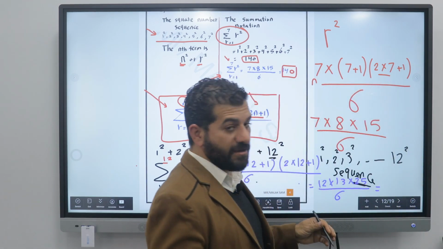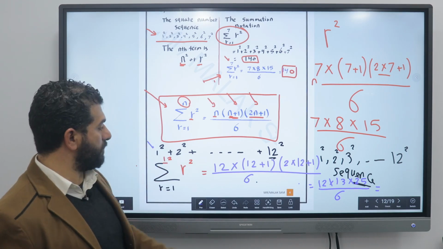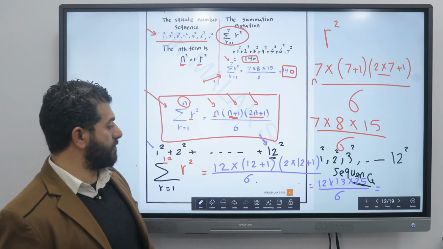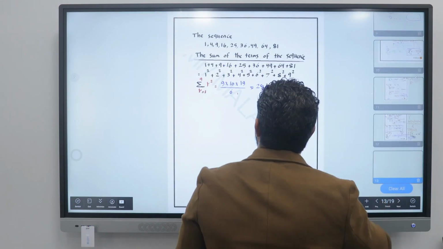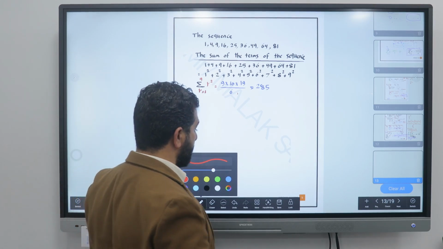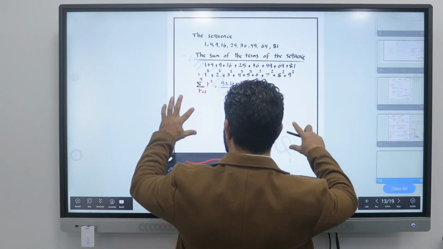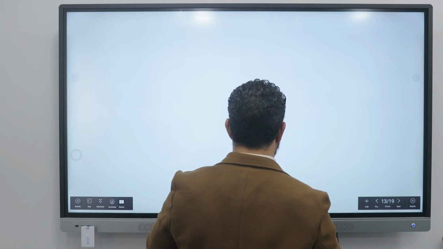You will find the sum of all these terms starting from 1 to the power of 2 to reaching 12 to the power of 2. That's it. Here I have a sequence. This is the sequence. You should understand it well. Let's zoom in here.